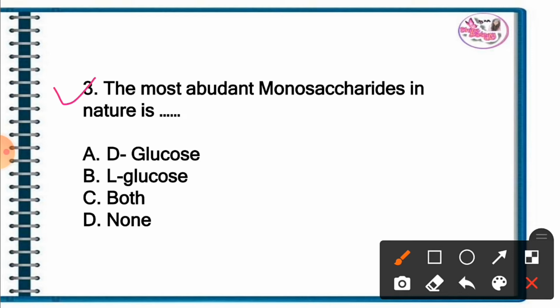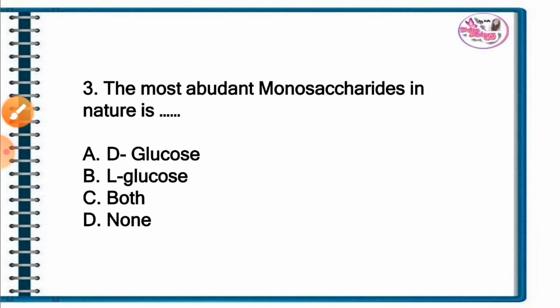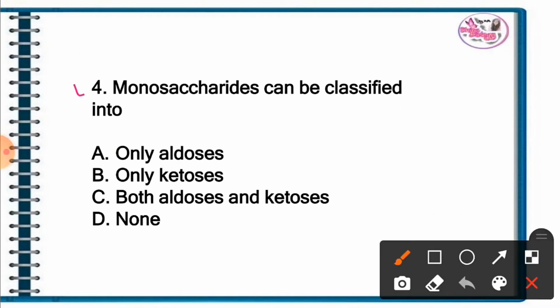Question 3. The most abundant monosaccharide in nature is. The answer is option A. D-glucose is the most abundant monosaccharide in nature. Question 4. Monosaccharides can be classified into. The correct answer is option C. Both aldoses and ketoses.